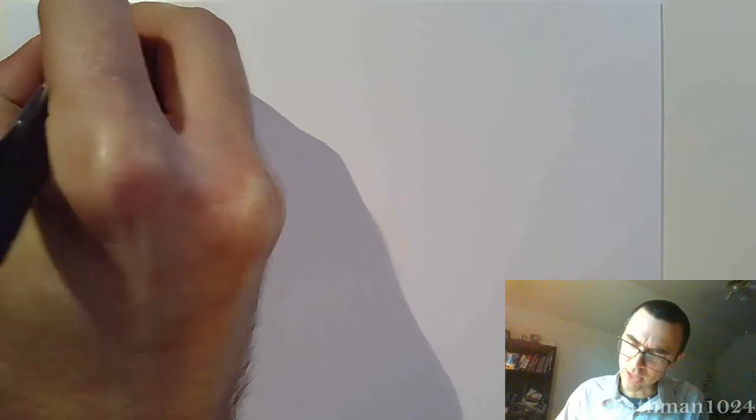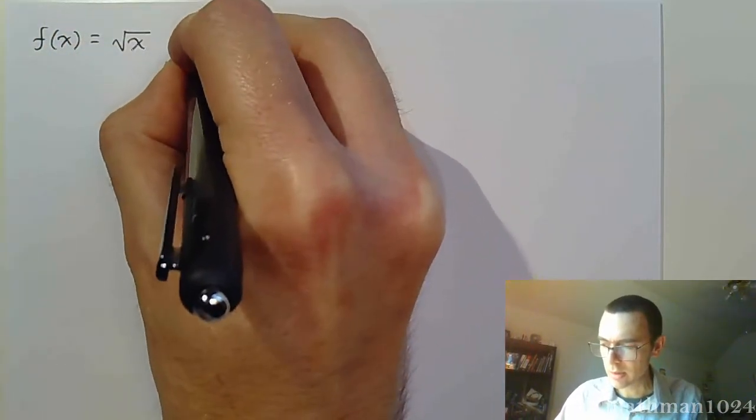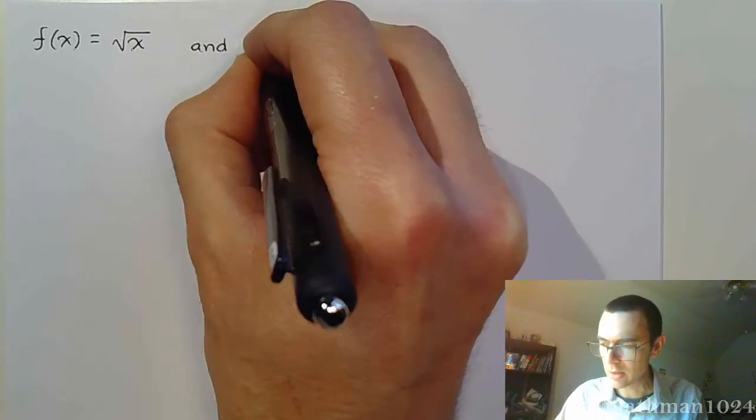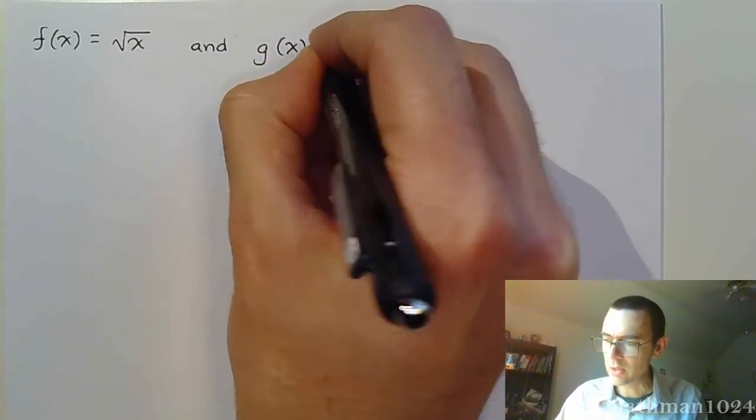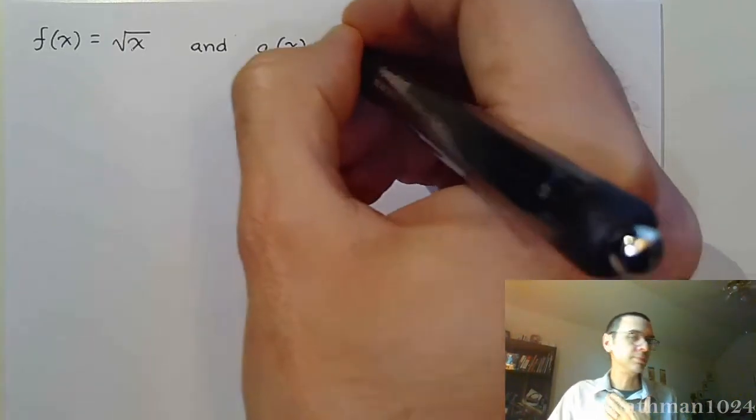If I say that f of x is equal to the square root of x and g of x is equal to x squared plus 3.